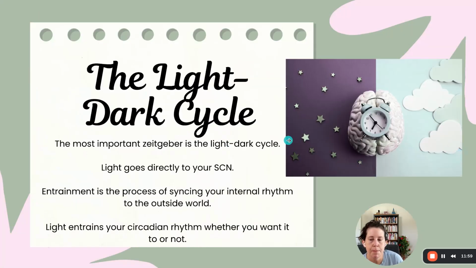The most impactful Zeitgeber is the light-dark cycle. I'm sitting here with four windows in this room, and light is coming in through them. It goes directly to my suprachiasmatic nucleus and tells my brain, hey brain, it is daytime. It's time for the human to be alert and awake and moving around. We call that process entrainment, the process of syncing up my internal rhythm with the world outside of me.